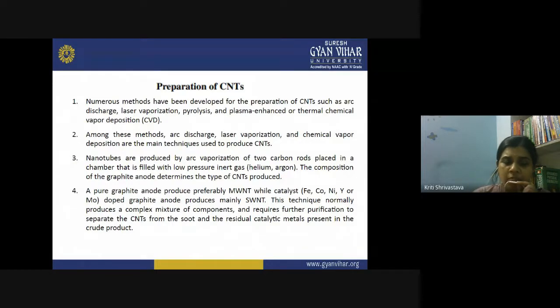This is the disadvantage of the technique. If I want only single walled nanotube, then it is not that component which is getting prepared from this method. Complex mixture is produced, and now I have to go for the step of purification. Also, if I am using some metals in the graphite anode, these metals could also be present in the soot. So they are again a different type of impurity that I get in my crude product. So I need to go for different purification steps in order to get the nanotube of my choice.